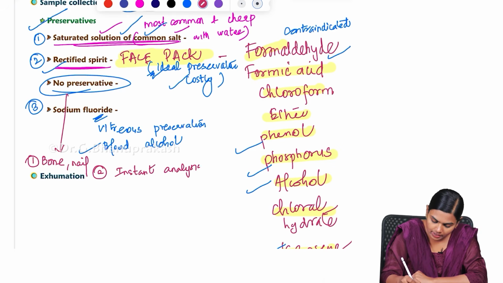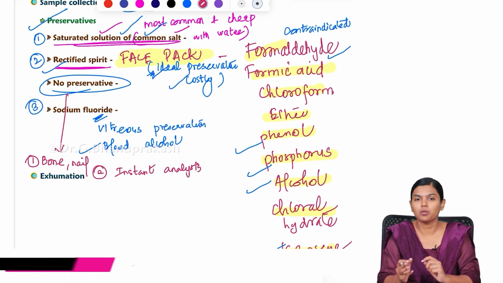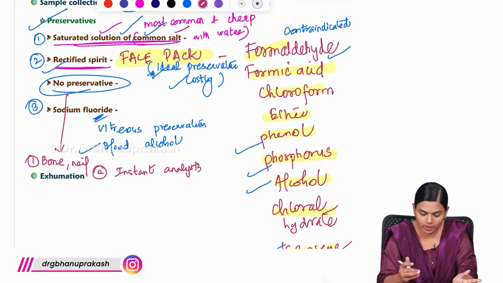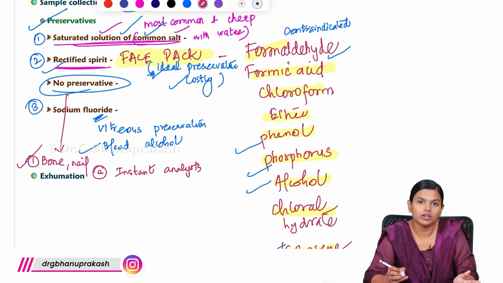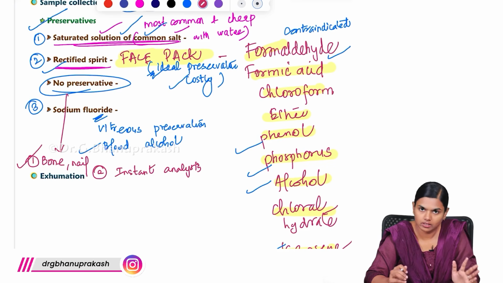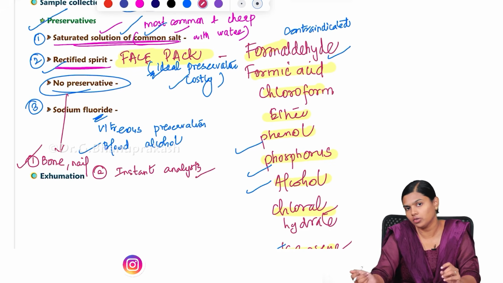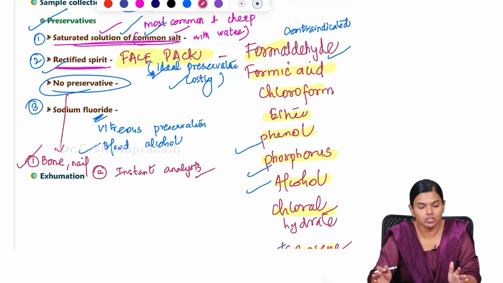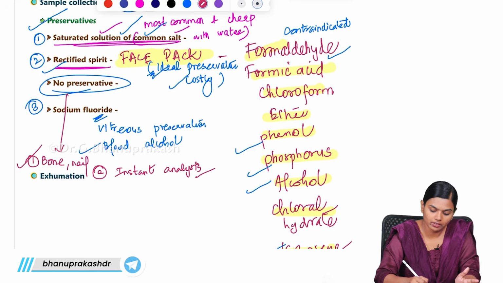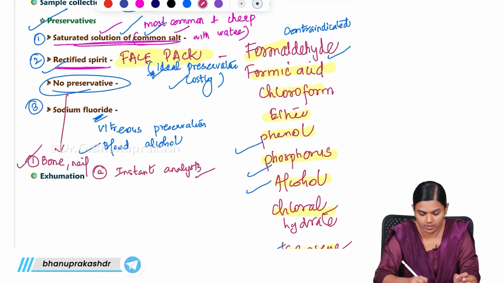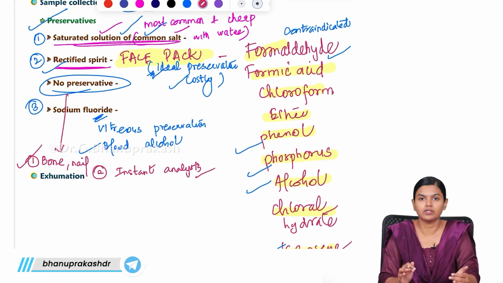Under these circumstances, if you are preserving bone or nail, which will not go away, we can just send it like that. And for instant analysis, like when you take the organ out and it will be analyzed within a few hours, you don't need to preserve anything, right? So any preservative need not be added in those cases. So this is about sample preservation.